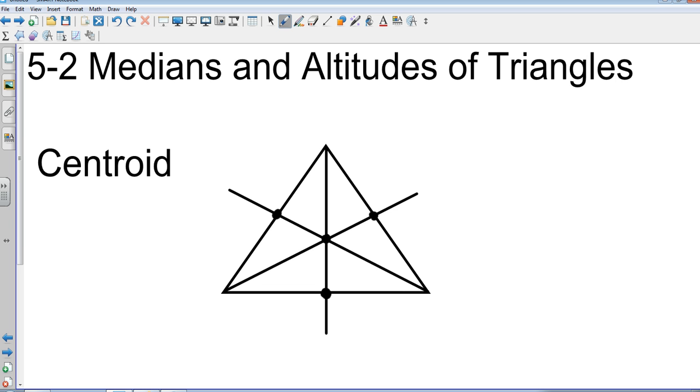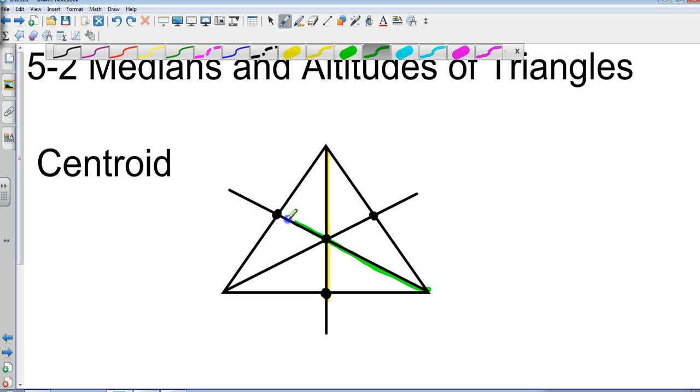Again, the median is from the opposite angle, and so I can color code this. That median to that angle, that median to that angle, let's go with the purple, and that median to that angle. Okay, and their intersection in the middle is called a centroid.